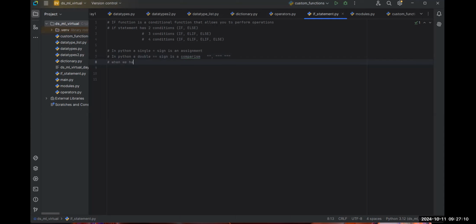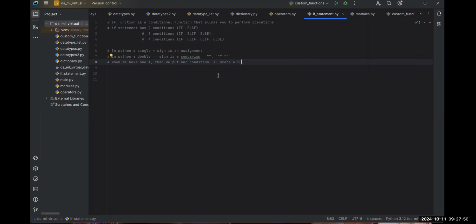When we have just one if, then we put our condition. That is one. But when we have more than one if now, we are going to be using elif and else.